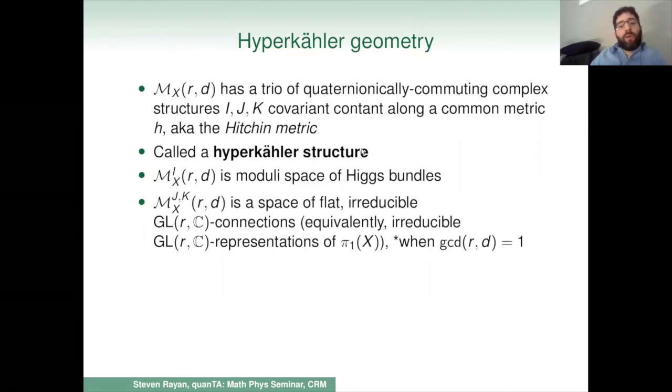And that, more honestly, has an interpretation as a moduli space of flat, irreducible, let's say GL(r,C) connections, or if you like, irreducible GL(r,C) representations of the fundamental group of X. And I put just as a proviso here when the rank and degree in the problem are co-prime. If they're not co-prime, then I would have to change a few of the adjectives here. So I just wanted to go for simplicity. And when R and D are co-prime, then that excludes the semi-stable case, and I just have stable Higgs bundles in the moduli space.